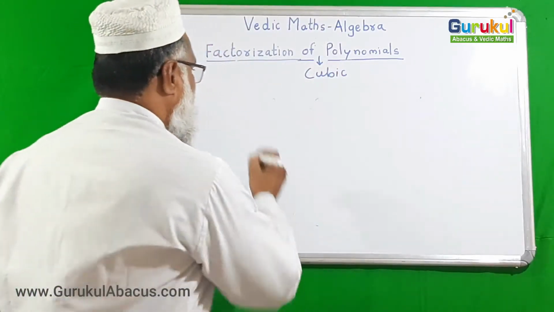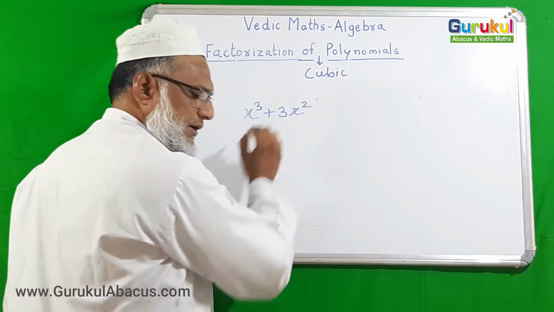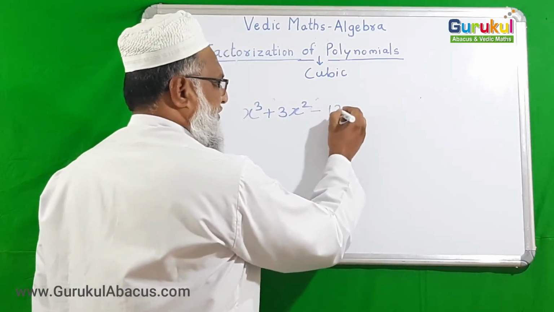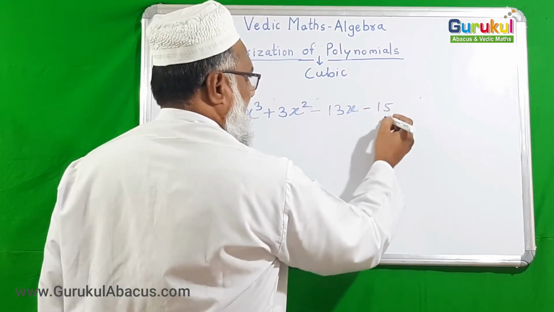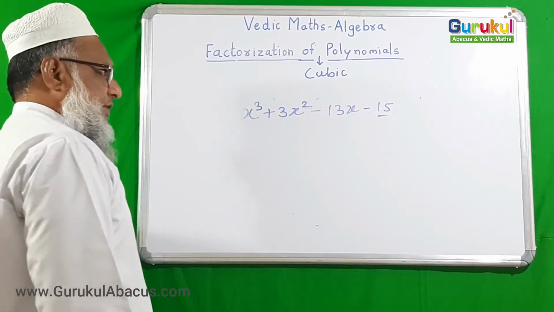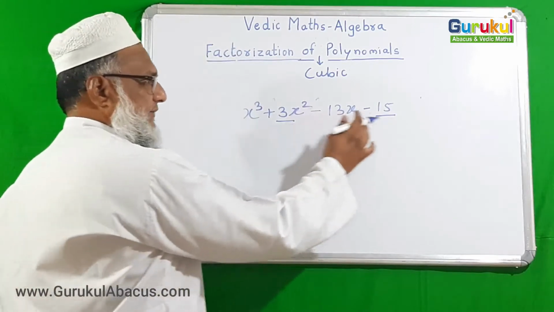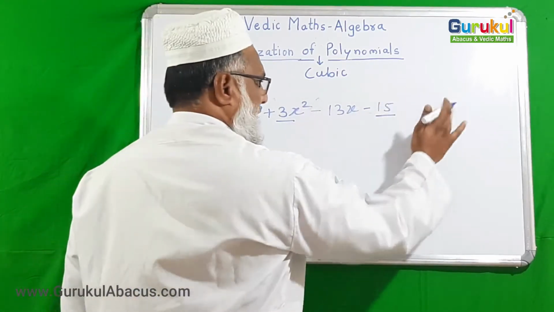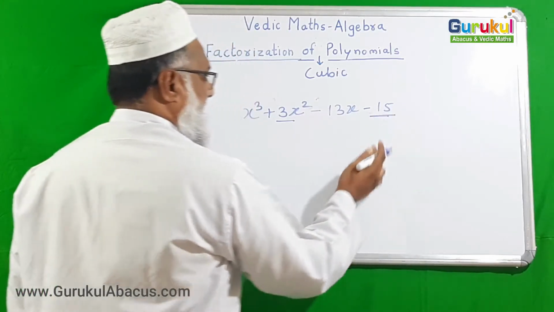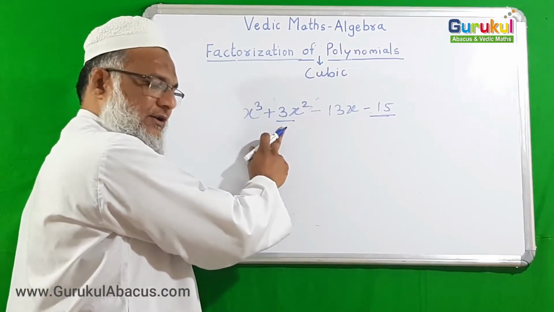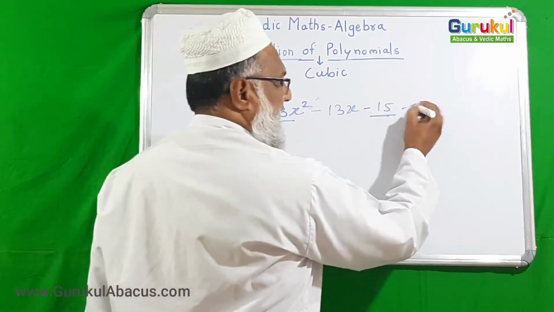The example is x cube plus 3x square minus 13x minus 15. Here the constant is minus 15. Now we turn to the second and fourth terms. The multiplication of all three coefficients must be minus 15, and the addition of all three should be plus 3. That's it.